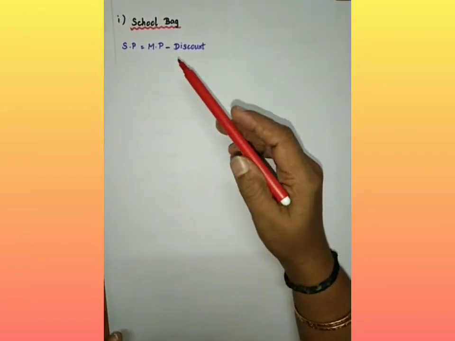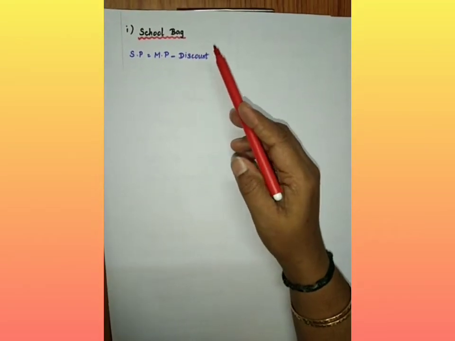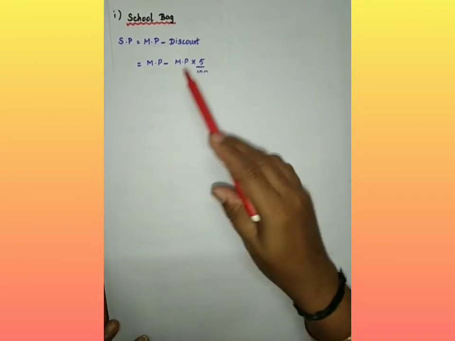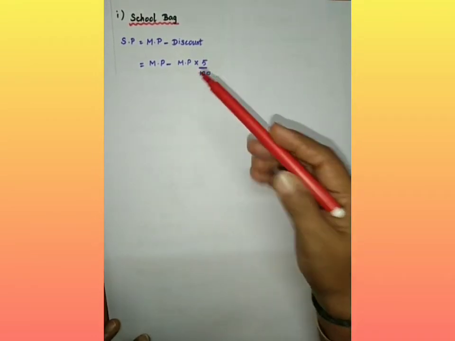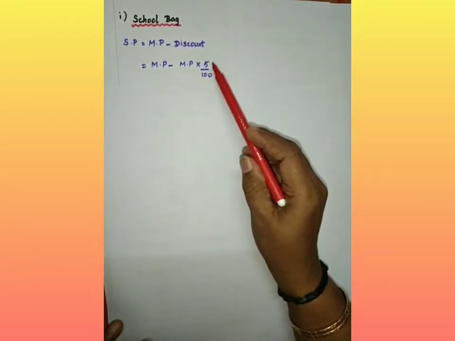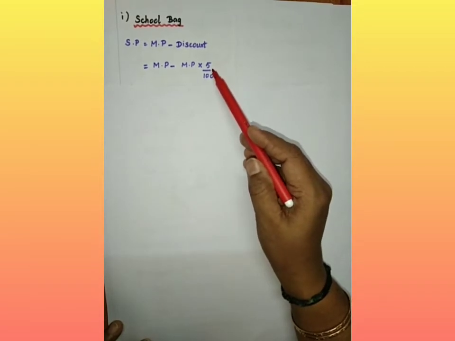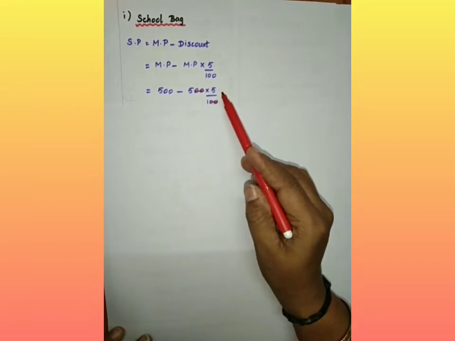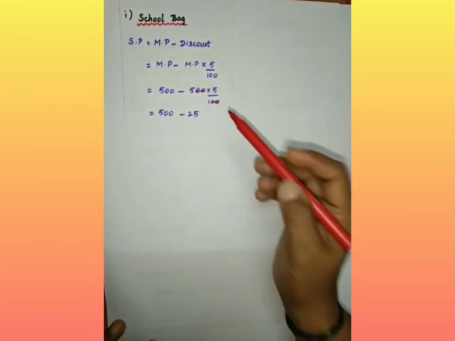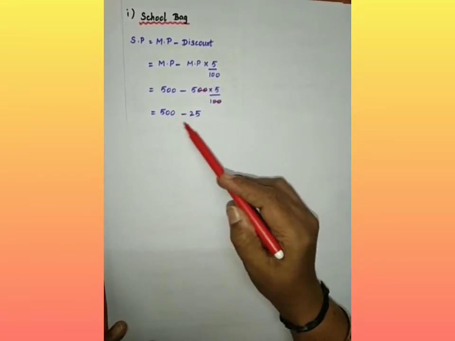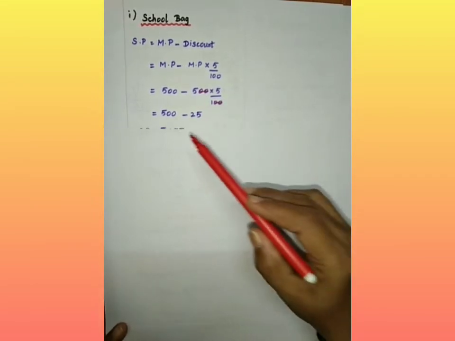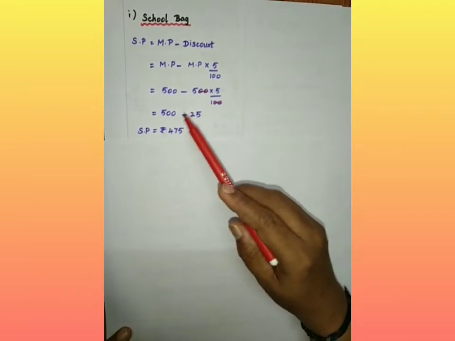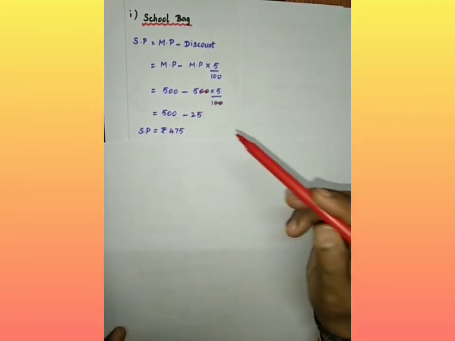So for the first item we are going to find the bill amount. SP equals MP minus discount, and discount is calculated on MP. Therefore, MP into 5 by 100. Discount percentage is 5. Therefore, MP value is 500 minus 500 into 5 by 100. So the double zeros we have cancelled. Then 500 minus 5 5s are 25. So 500 minus 25 is rupees 475. That is the selling price of the school bag.